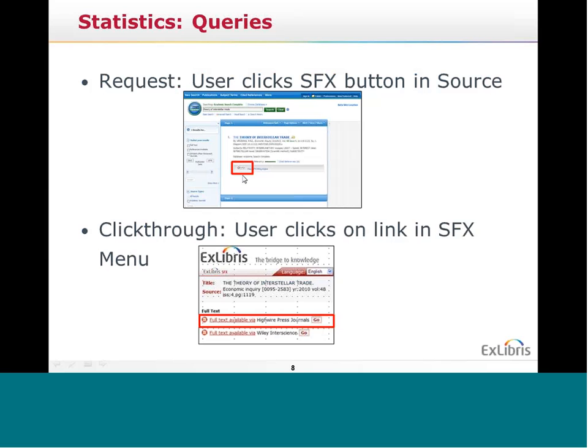A click-through is when a user clicks on a link, and this is a target link actually, in the SFX menu. So the SFX menu displays, they click on a link in that menu, that's considered a click-through. If direct link is turned on, so the user bypasses the SFX menu and goes directly to the full text when they click on the SFX button, or in the case of Primo, the View Online tab, it will count as both one request and also one click-through.